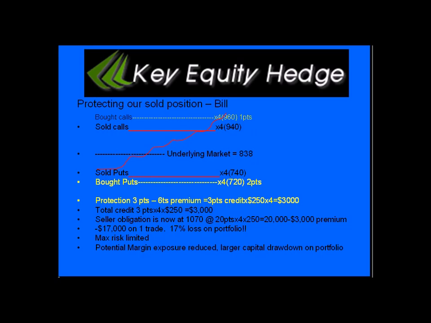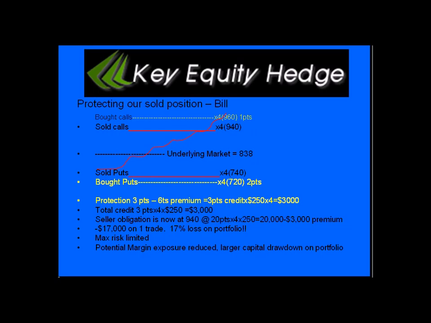So remember that Bill, to do this, he actually had to pay away a little bit of money for the protection, which is 3 points. And that he takes that away from his initial premium, and that brings him a net premium of $3,000. Now, unfortunately for Bill, he suffered the same fate as John and had a losing trade, but his loss is obviously a lot less than John's is.